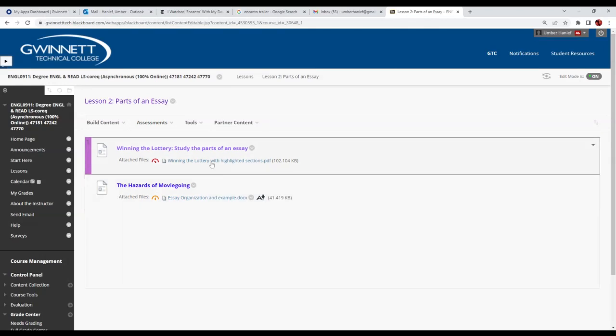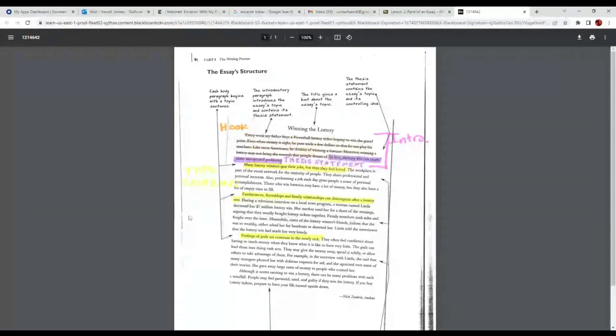So I'm going to go to winning the lottery. I'm going to click on this, and you should be able to see this sample essay. Do you guys see this sample essay called Winning the Lottery? Yes. Is it big enough for you to see, or can you expand your own view and make it big enough for you to be able to read?